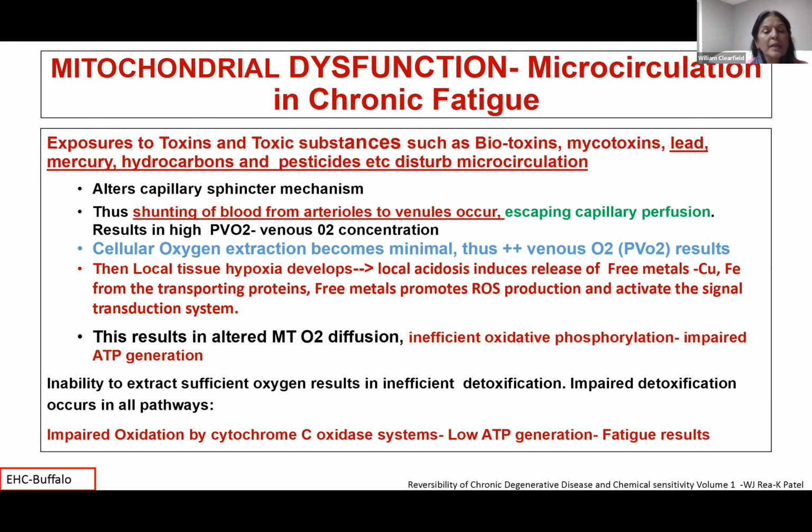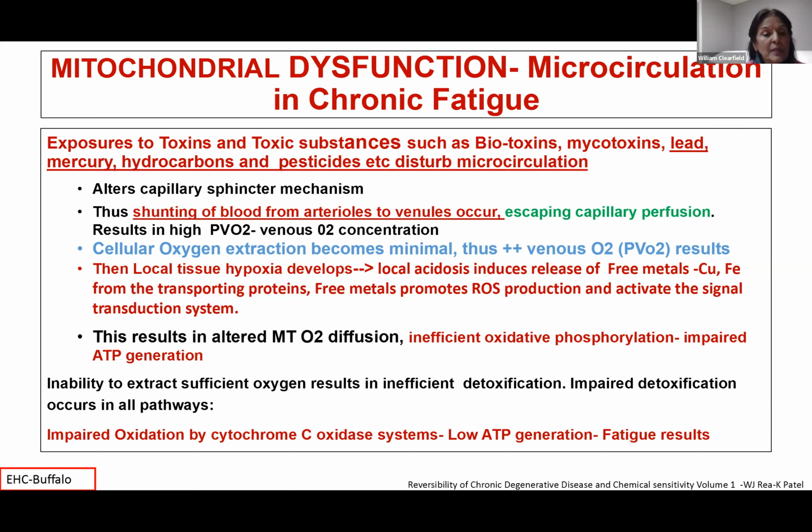Local tissue hypoxia results, and local acidosis induces release of free metals like copper and iron from the transporting proteins. Free metals promote reactive oxygen species production and activate signal transduction. This results in altered mitochondrial oxygen diffusion, inefficient oxidative phosphorylation, and impaired ATP generation. Inability to extract sufficient oxygen results in inefficient detoxification. Impaired detoxification occurs in all pathways.